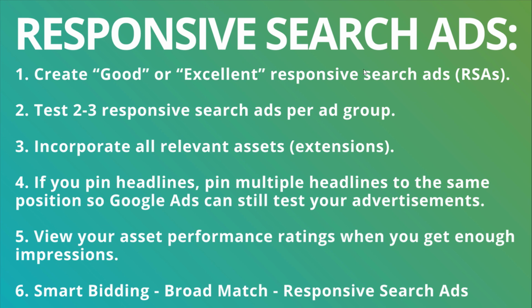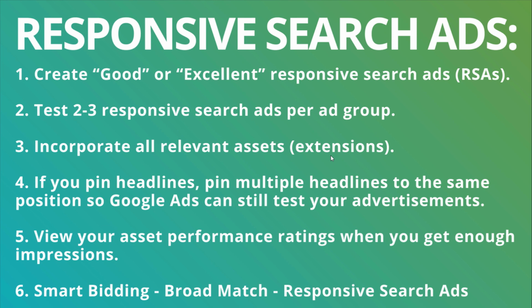Testing 2 to 3 responsive search ads per ad group. I will go over a couple different ways to test your ads and some things that you can test. Incorporating all of your relevant assets, formerly called extensions. So making sure that you have site link assets added to the ad group level. All of those are going to help your responsive search ads. If you can actually say, okay, for this keyword, we want to make sure we use these site links, or for this ad group, we want to make sure we're using these site link assets, these callout assets, these structured snippet assets, etc., etc.